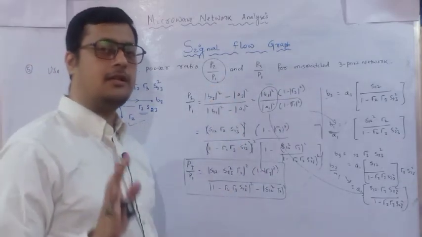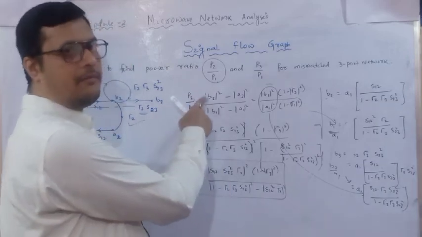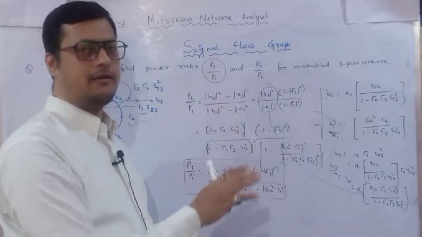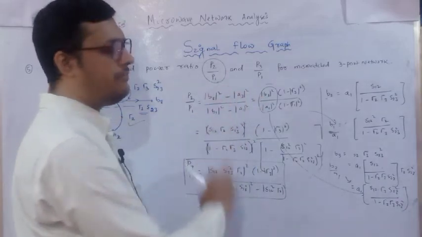And always remember the relations. Power relation is what? Incident power minus reflected power, divided by the incident power minus reflected power by 2. So 2 is cancelled out. So this is the power relation.